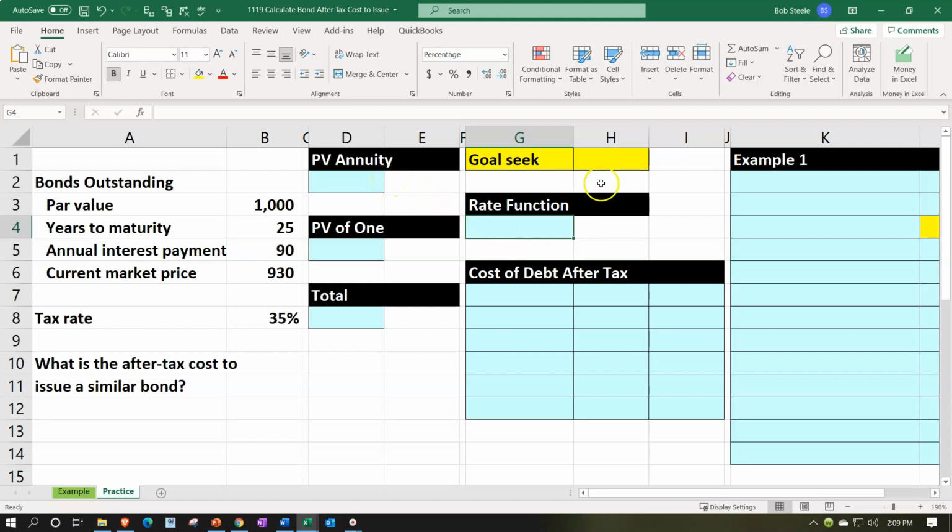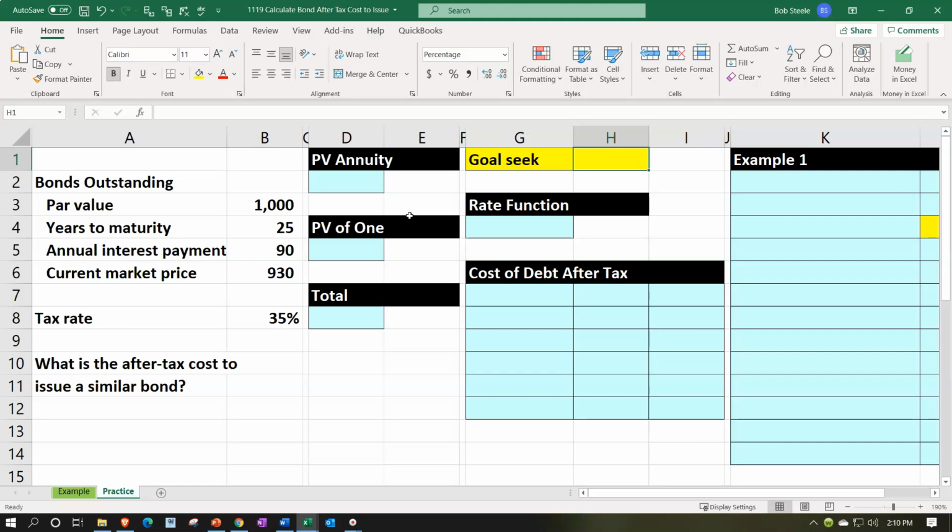So let's first use the goal seek method. I think this is the most intuitive method. It's difficult to do this mathematically because we have two things going on, an annuity and a present value of 1 calculation, so algebraically it gets a little bit complex. Obviously with Excel, it's a lot easier to work out.